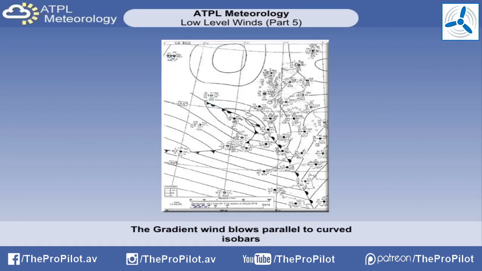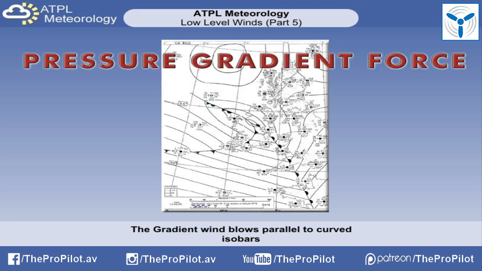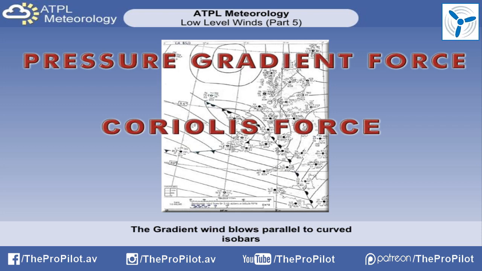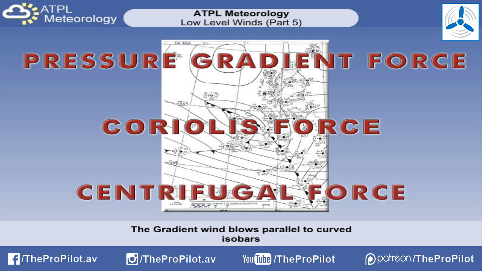The next significant wind we will look at is the gradient wind. This wind is identical in almost every manner to the geostrophic, except that it blows along curved isobars as opposed to straight isobars. You will remember that this curved flow created an additional force, namely the centrifugal force. So for a gradient wind, we can say that there are principally three forces: pressure gradient force, Coriolis force, and centrifugal force.